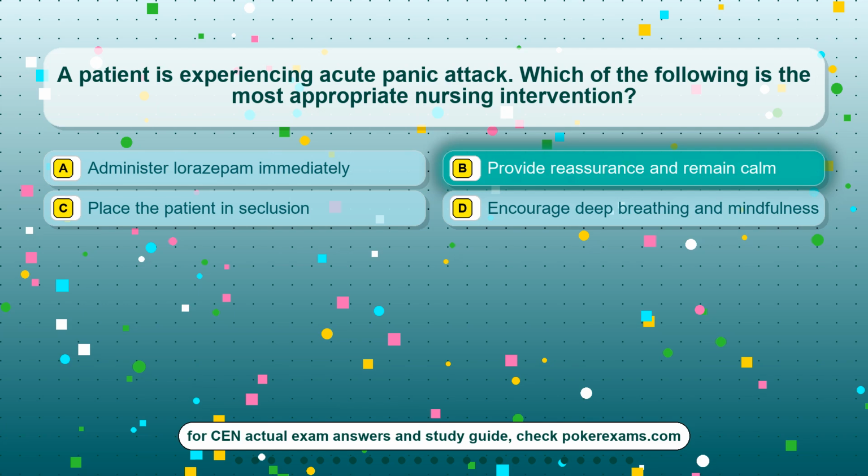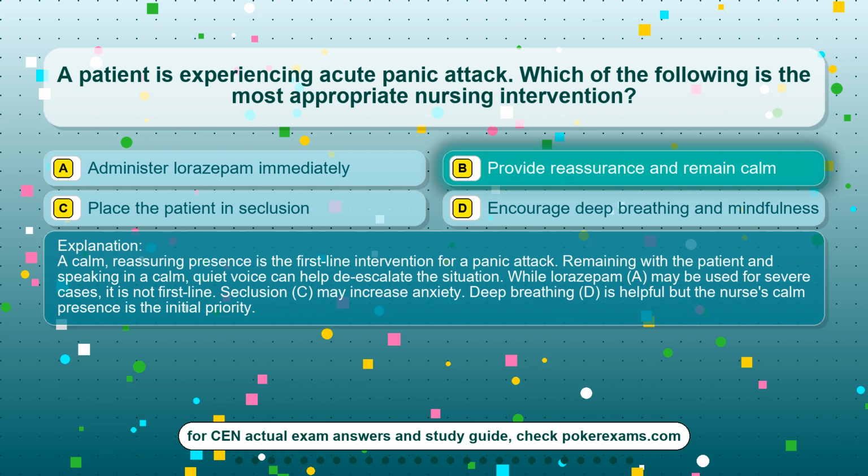The correct answer is option B, provide reassurance and remain calm. A calm, reassuring presence is the first line intervention for a panic attack. Remaining with the patient and speaking in a calm, quiet voice can help to de-escalate the situation. While lorazepam, A, may be used for severe cases, it is not first line. Seclusion, C, may increase anxiety. Deep breathing, D, is helpful, but the nurse's calm presence is the initial priority.